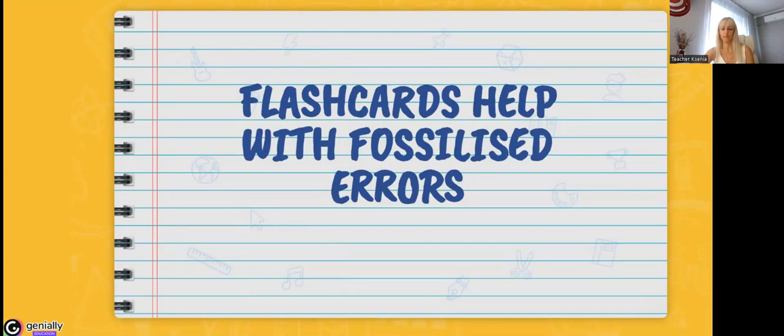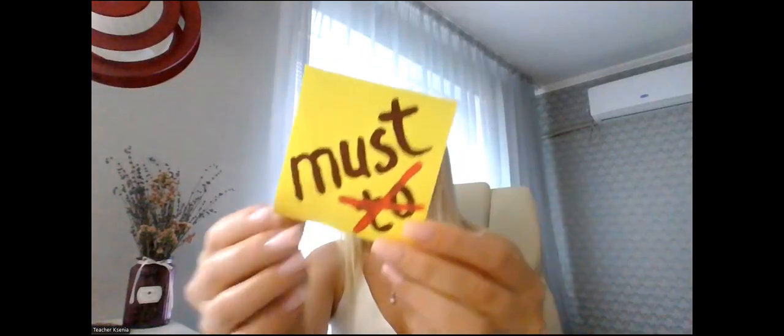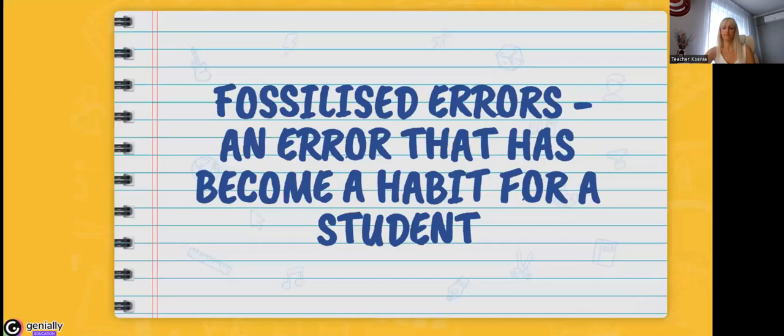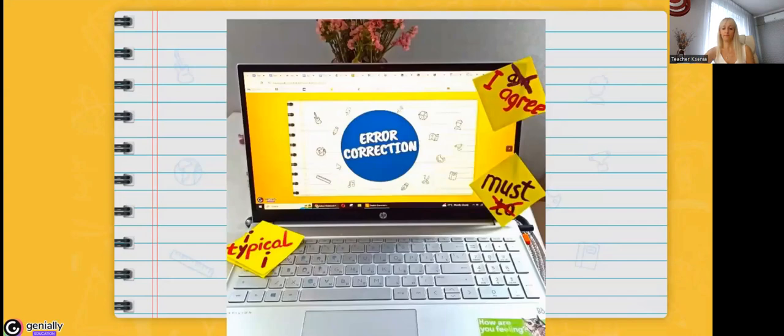That is, those errors that a student tends to make all the time when they mispronounce or misuse some grammar forms, like must to, I am agree, typical. These are very good examples of ones. Have a flashcard for this error at hand and foresee when your student is about to make it and show. Or ask the student to draw the flashcards themselves on post-it notes and stick them to their laptop screen during the lesson. This way, it will help them get rid of their fossilized errors much faster.